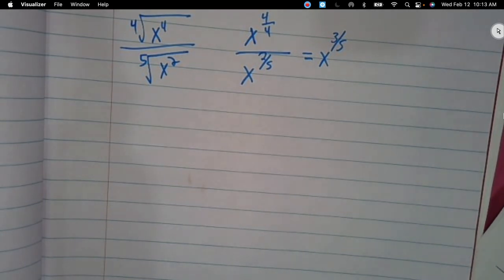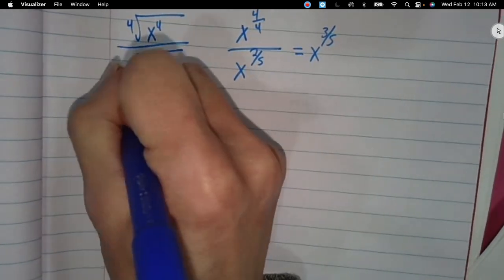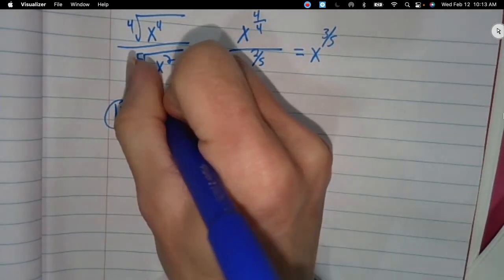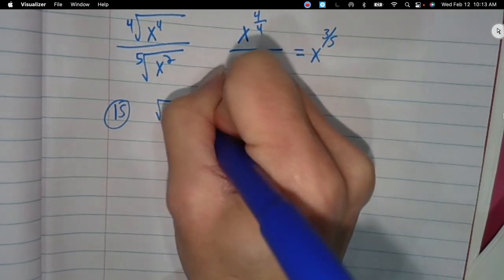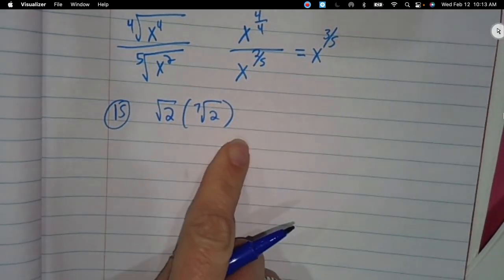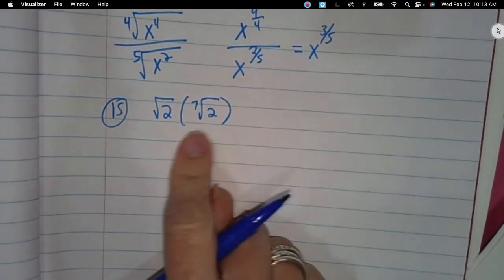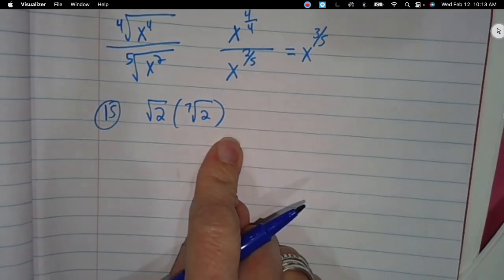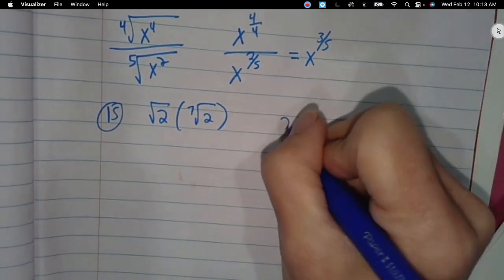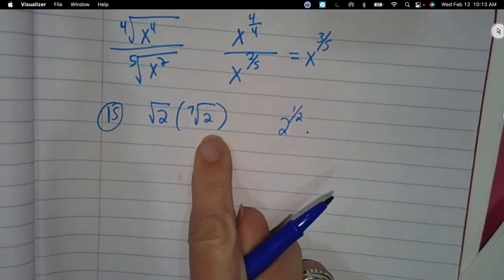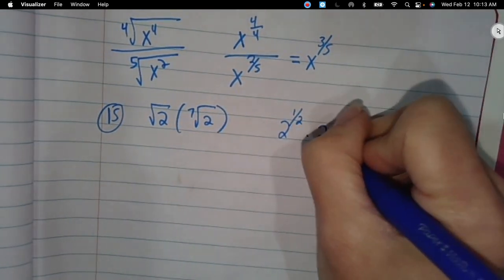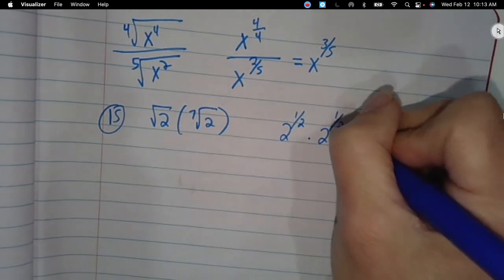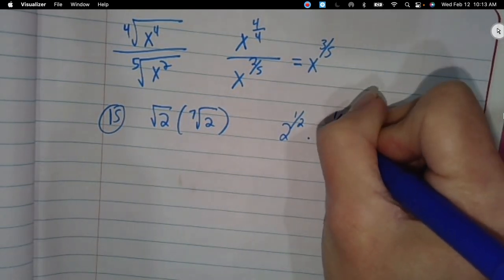Okay, 15 and 16 are on there. All right, are we ready for those? Number 15, we've got the square root of 2 times the 7th root of 2. We cannot multiply those, right? I taught you that. For us to multiply, they have to have the same index. Let me switch it around. That's 2 to the 1/2. What's this one? 2 to the 1/7.